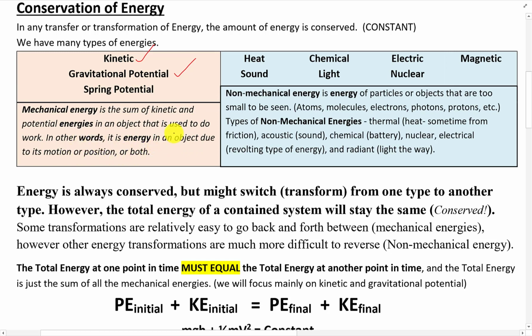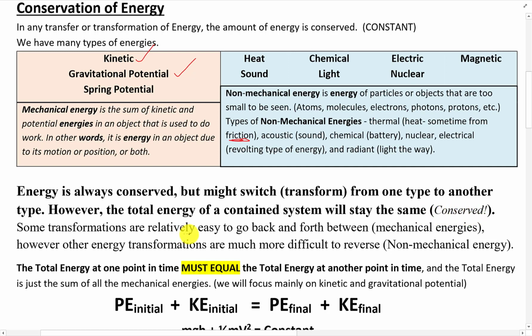There are non-mechanical energies, like heat, sound, chemical, light, electric, nuclear, magnetic. Just read through that. We're not going to be dealing with that much except maybe with friction. But the idea here is energy is always conserved. It might switch from one type to another type, and that switching is sometimes called transformation. However, the total energy of a contained system will stay the same. It's conserved. And that's the big idea here.